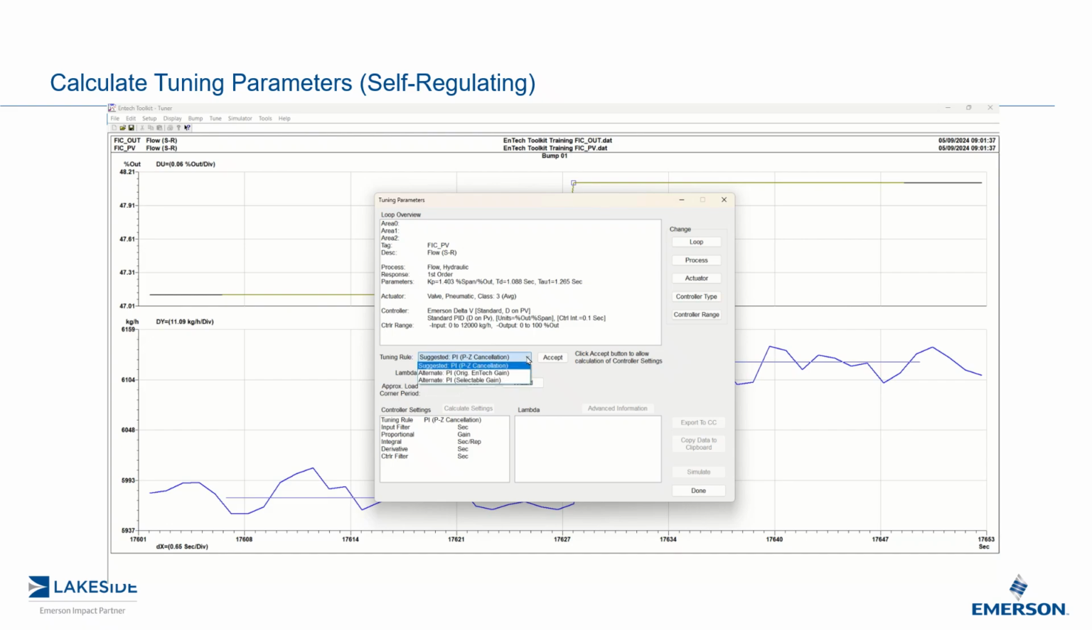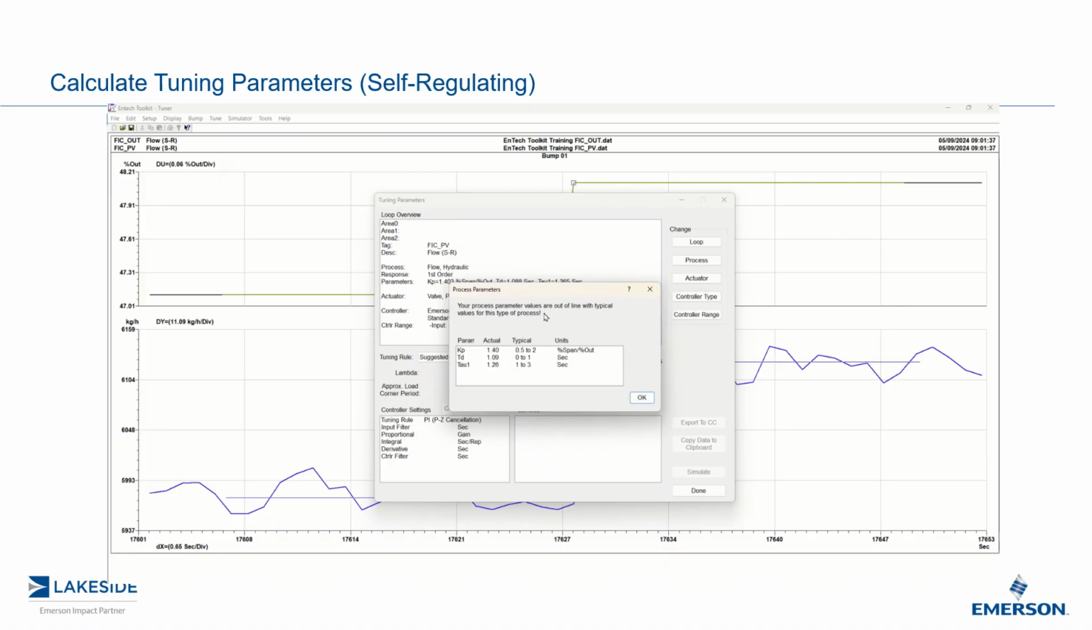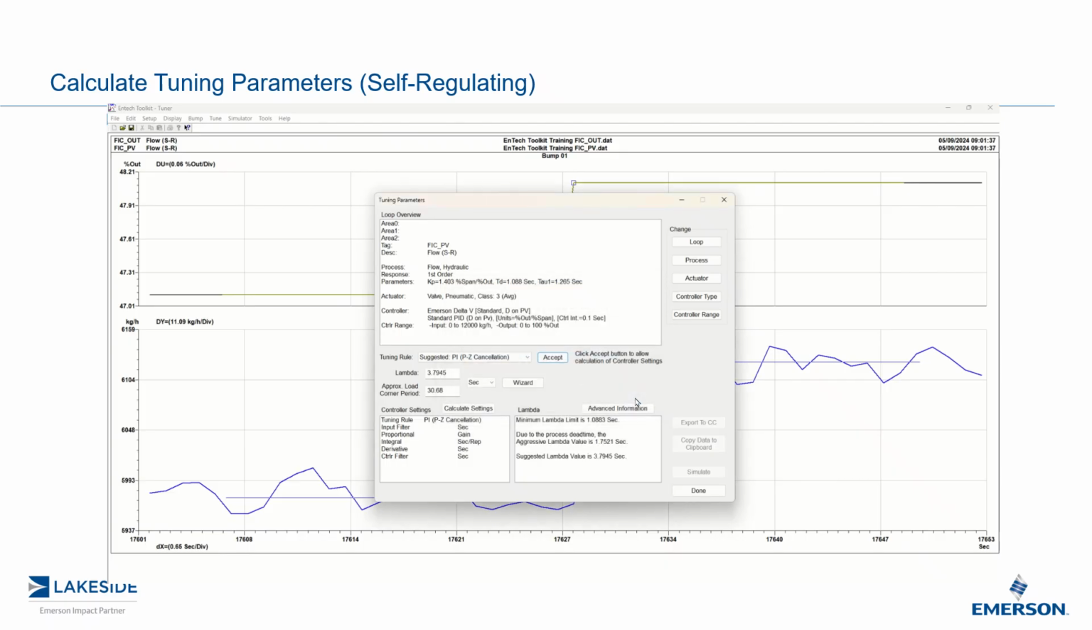Next thing is to choose a tuning rule. Now, usually I use the PZ. PZ stands for pole zero cancellation method. Once you accept that, you can see here it says your time delay is a little bit outside of what we expect it to be. Your time constant is fine, but that's okay, not a big deal. And typically, I default to the pole zero cancellation method. There's a recommended lambda. Bottom right hand tells you recommendations.